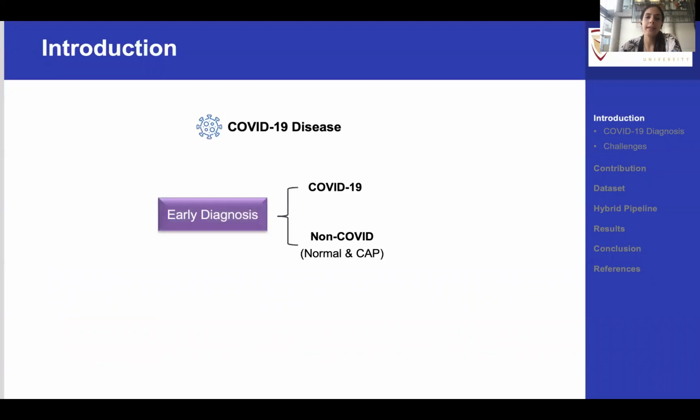So first of all, as you all know, COVID-19 disease is a crisis of the recent years, and it is affecting all of our lives from different aspects. Early diagnosis of this disease is of high importance as it can help us to isolate the infected cases and prevent the transmission to other people, and also to plan the treatment for infected cases. So it means that we have to distinguish COVID-19 patients from non-COVID ones, which can be either completely healthy people or people infected with pneumonia.